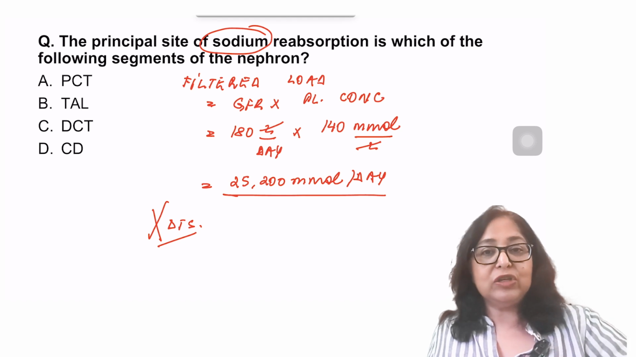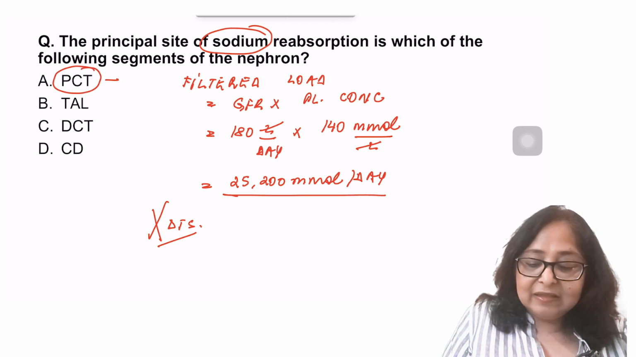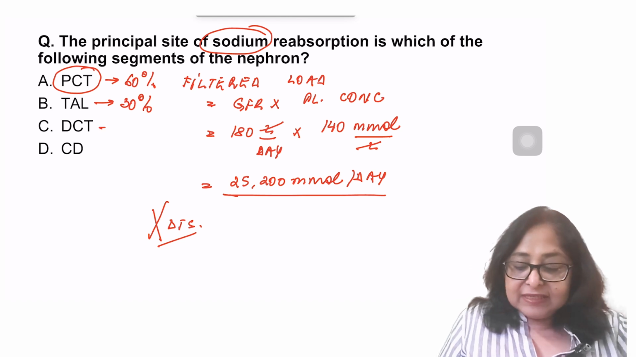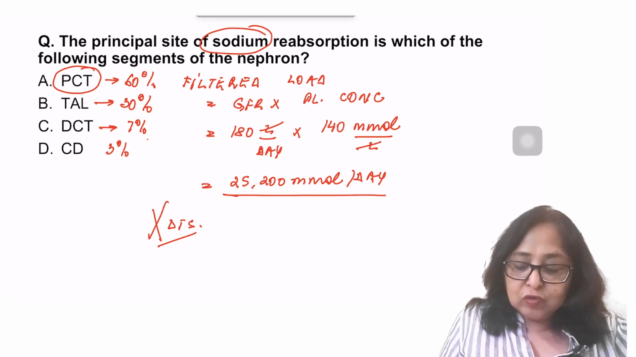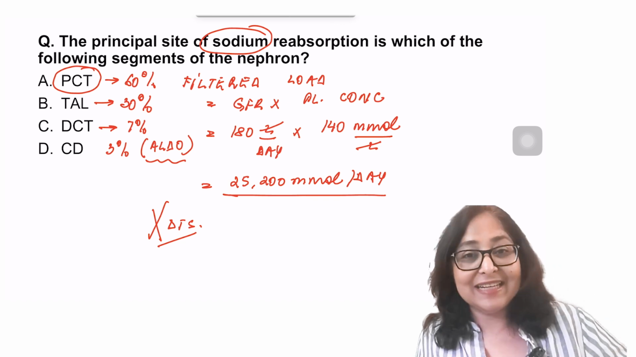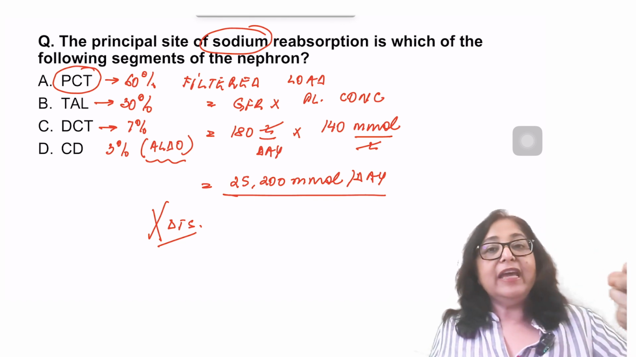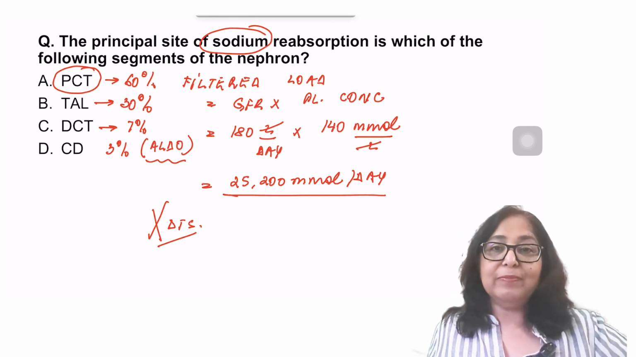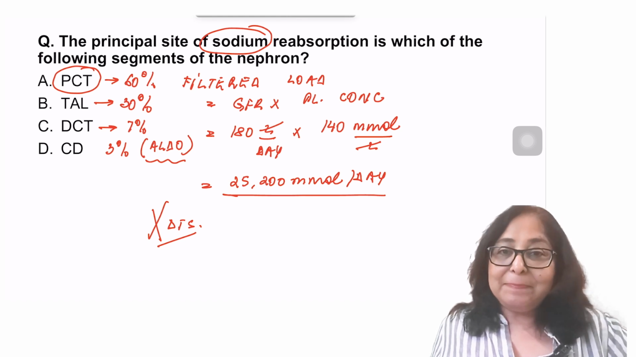The maximum sodium absorption, 2/3 or 60% of the sodium absorption, takes place in the PCT. Of sodium absorption occurs in the thick ascending limb. About 7% of sodium absorption occurs in the DCT, and the remaining 3% of sodium absorption occurs under the influence of aldosterone, and this is in the collecting duct. If there is a higher secretion of aldosterone, more sodium will be absorbed. If aldosterone is less, then there is less sodium absorption and more sodium loss in the urine. So the answer here is A, PCT.